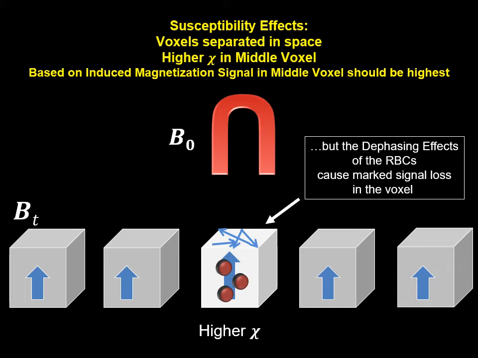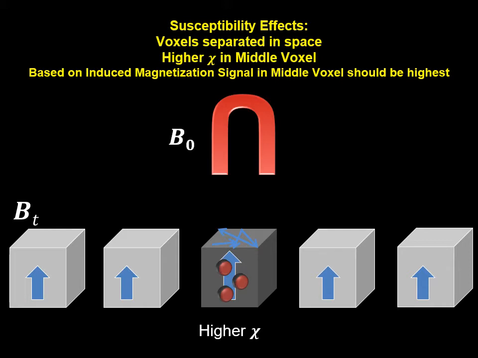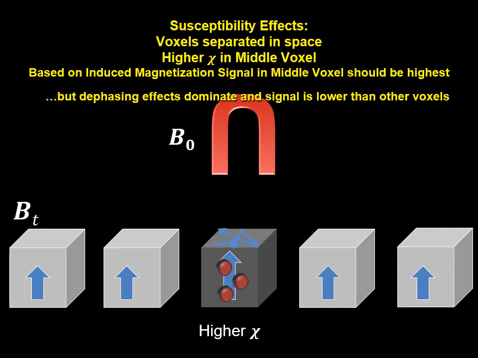However, the red cells are not uniformly distributed within this voxel, and so you get a non-uniform field in this voxel. Even though the magnetic susceptibility is on average higher, the heterogeneous effects of the red cells in the voxel cause accelerated dephasing, and they cause marked signal loss in the voxel. Even though the induced magnetization is higher, this voxel will look darker than the other voxels. So these dephasing effects dominate, and the signal is lower in the middle voxel compared to the other voxels.